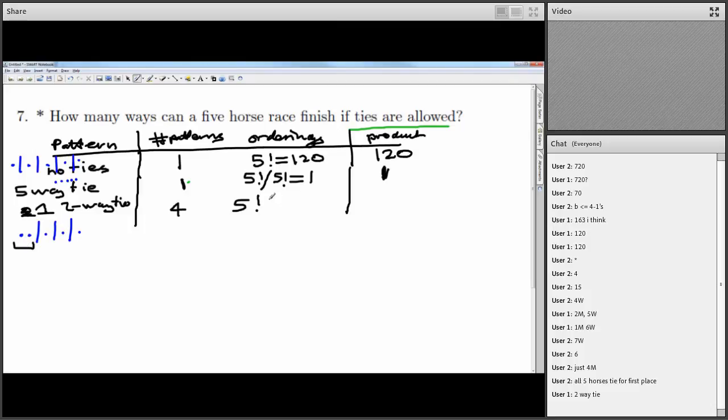So I really have to divide. If I'm doing 5 factorial, I'm overcounting, so I need to divide by the number of ways I'm overcounting. I'm overcounting by a factor of 2 because I can swap the order, two different ways. Or in general, the number of ways of ordering this first little group. So I've got to divide by 2 factorial, which gives you 60. And if you multiply 4 times 60, that gives you 240, for example.